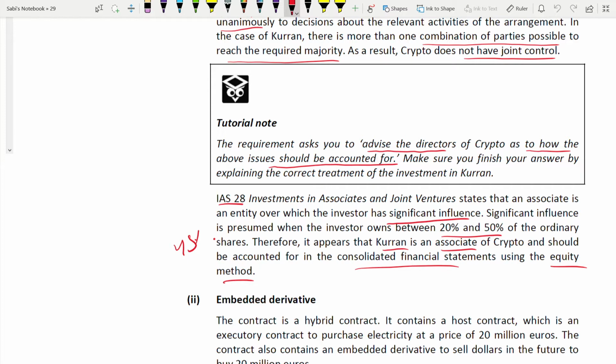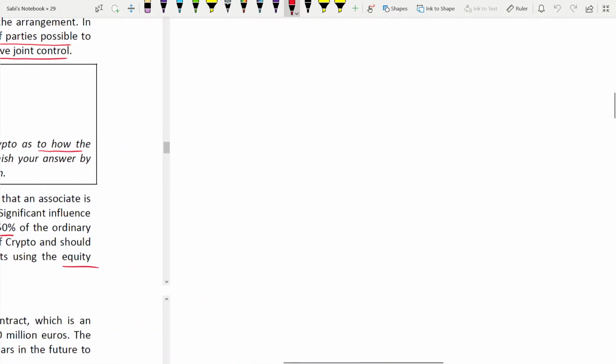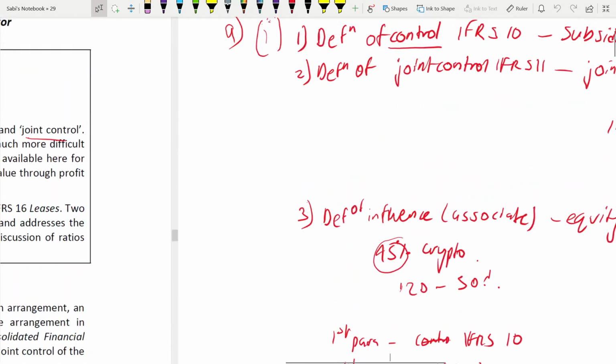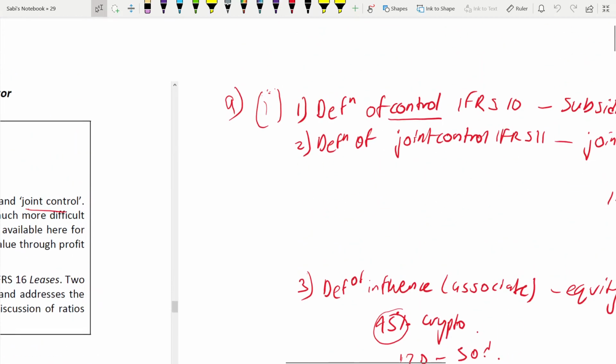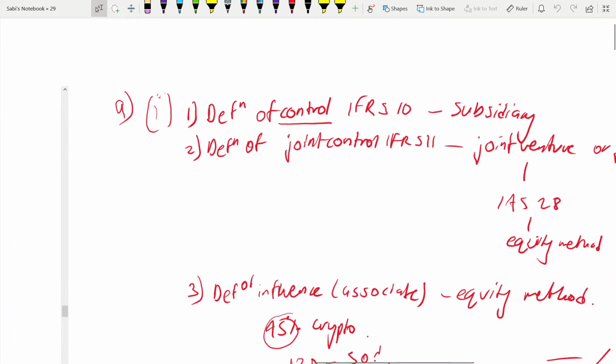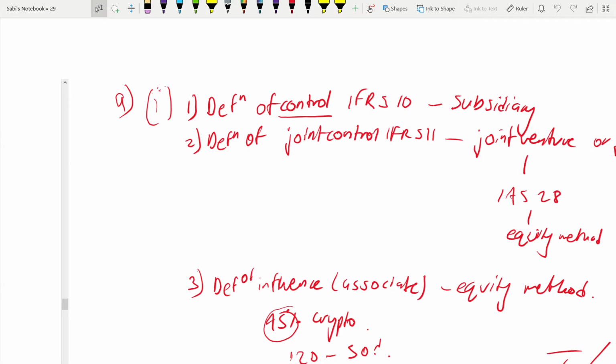But if you follow this, it will be very easy for you. This method which I have done here, you can do for every question. What are you going to start with? What will be your first paragraph? What are you going to write? Second paragraph, third paragraph. And for how many marks? You have to divide it accordingly. For 6 marks, you have to write about 3 different issues: IFRS 10, IFRS 11 and IAS 28.